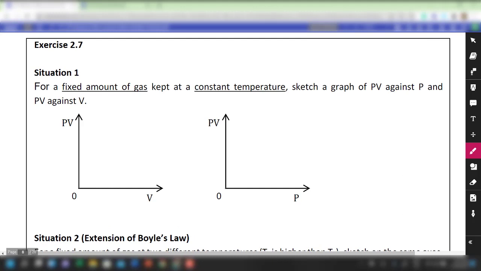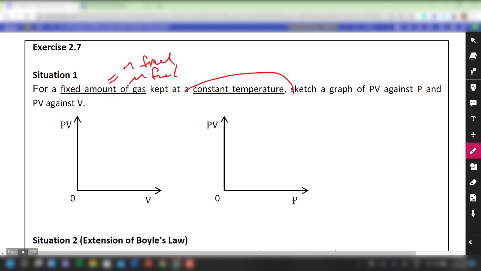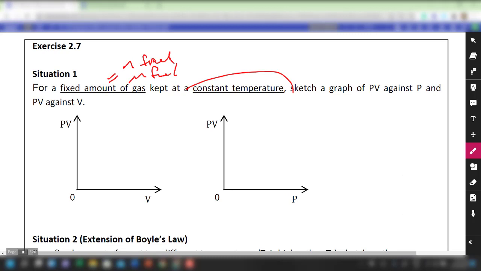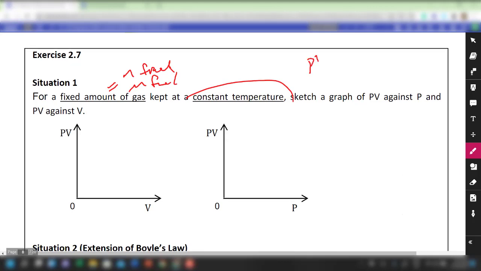So for exercise 2.7, we have situation 1 where we have a fixed amount of gas. Fixed amount also means fixed mass, so n is fixed, and therefore m is fixed as well. You keep it at constant temperature. You are asked to sketch a graph of PV against P and PV against V. Again, PV is equal to nRT over here, because I fix n.